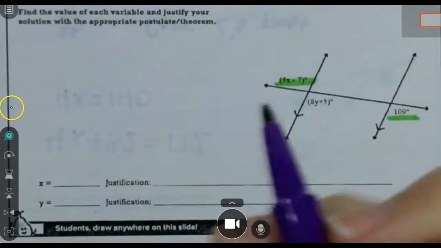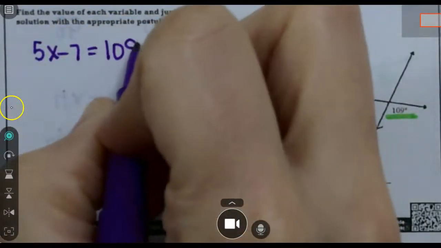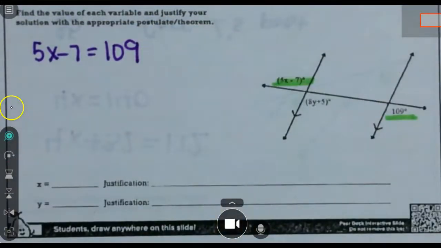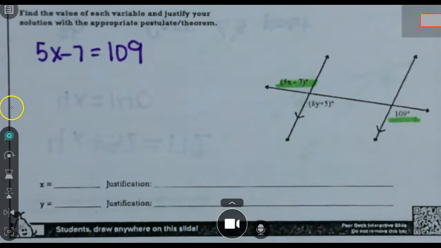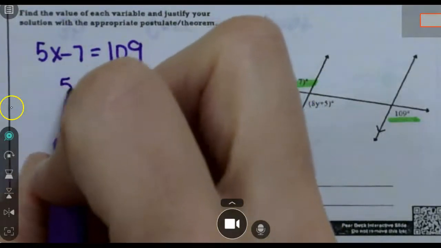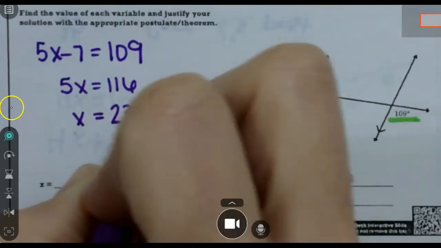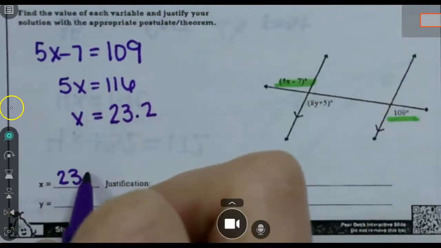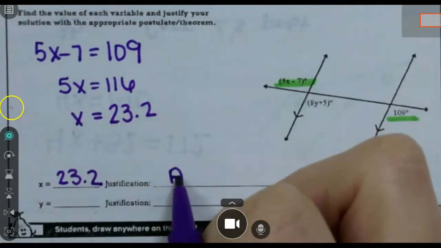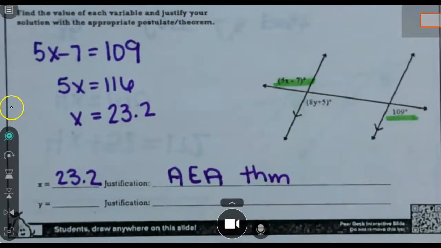Okay, so we're going to go 5x minus 7 equals 109, and we're going to solve that. Add 7 and divide by 5. Okay, so when I add 7, I get 5x is equal to 116, divide by 5, and I get 23.2. That's my x value. Now those were alternate exterior angles, and I'm going to put theorem behind that, just to be clear.